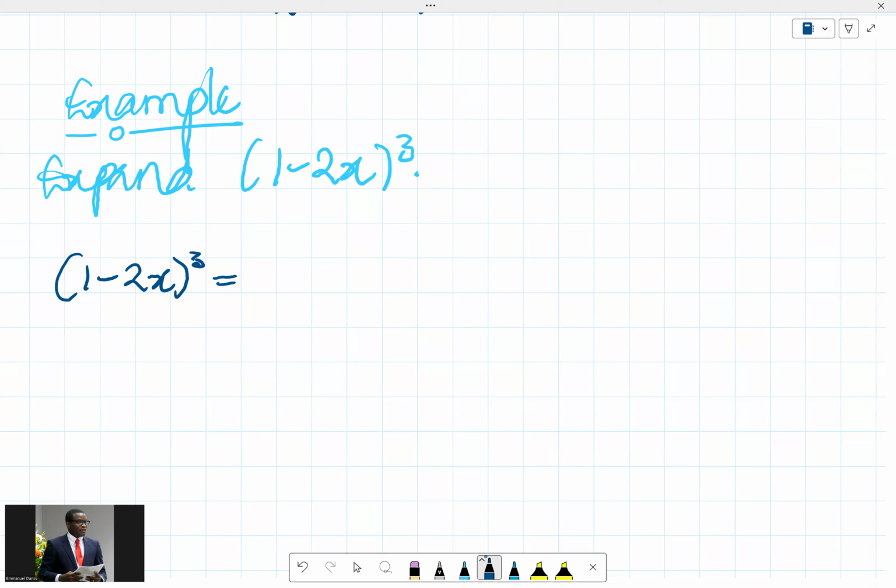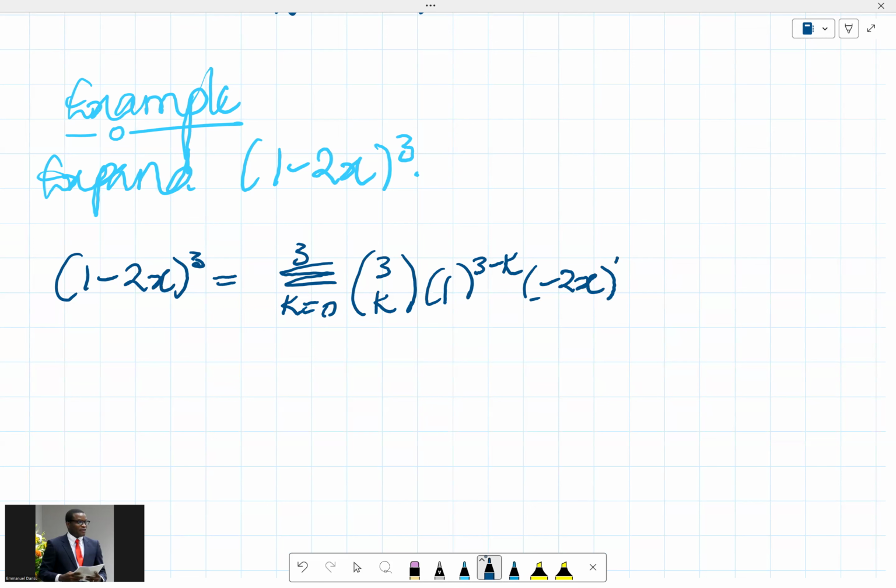We have this will be summation from k equals 0 to 3. N now is 3. Then we have 3 combination k. Then a in this case is 1, so you have 1 raised to power 3 minus k. Then minus 2x, that's the other term, raised to power k. That's what we have right there.